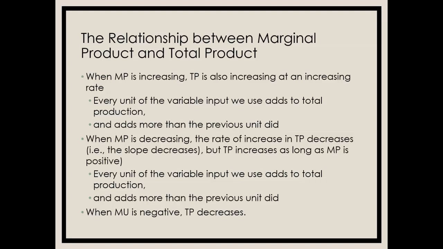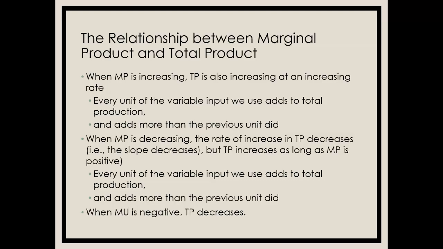Every unit of the variable input we use adds to the total amount of production, and it adds more than the previous unit did. When marginal product is decreasing, the rate of increase in total product decreases. That is, the slope starts to decrease. But total product is still increasing, though at a slower rate, as long as marginal product is positive. Every unit of the variable input we use adds to total production and adds less than the previous unit did.